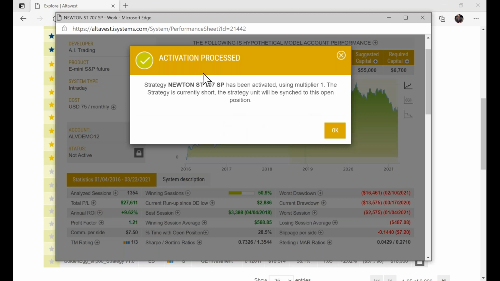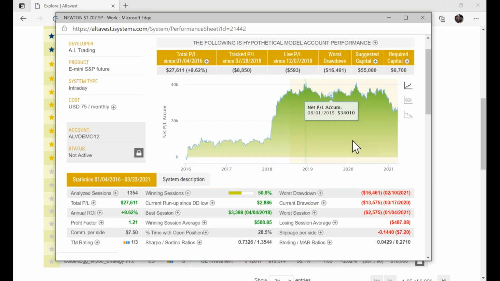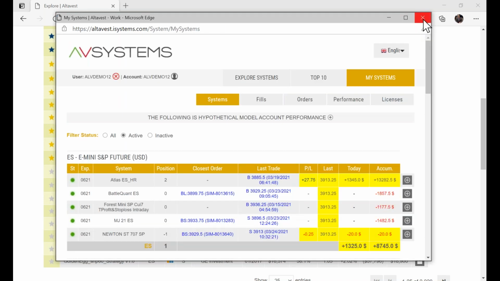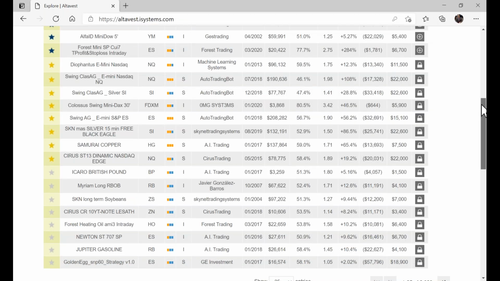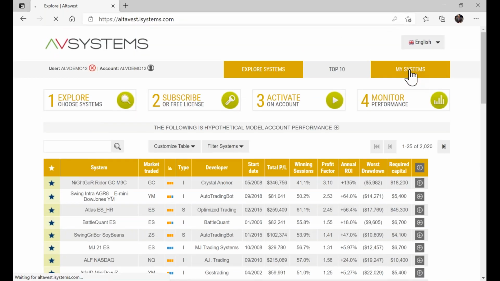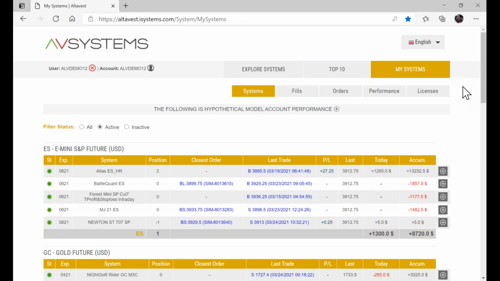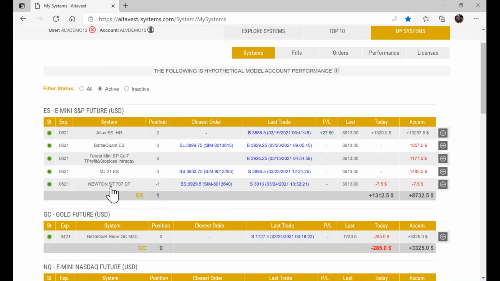Okay, so it's active, and it's called the Newton. Let me show you where to go. Now that you've activated a system, you go to My Systems, and you'll see it right here. It's called Newton, and you can see it's currently short 1 position. Last traded at 39.13 is where it was short from. It has a buy stop at 39.29, and it's currently profitable by $17.50.